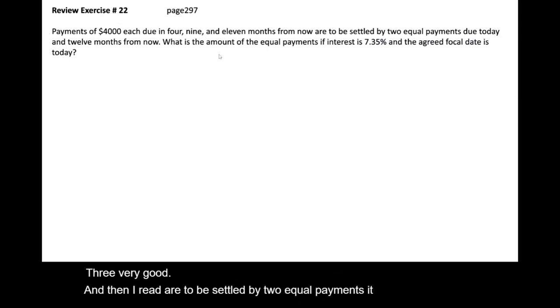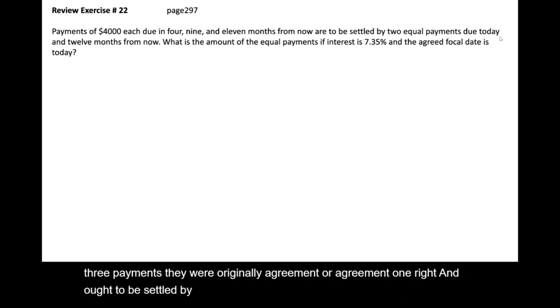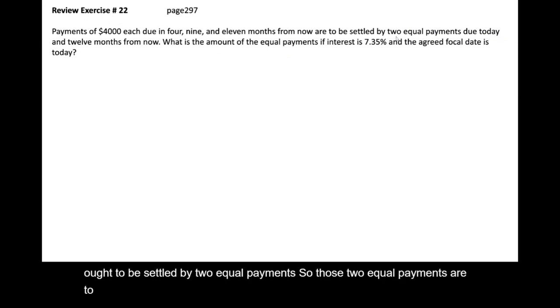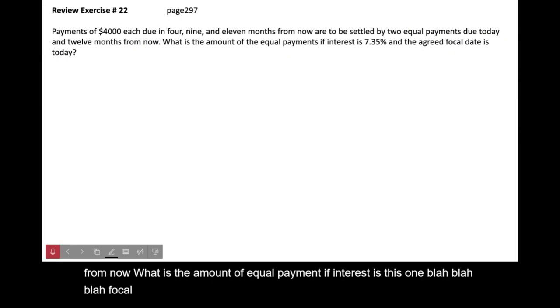And then I read, are to be settled by 2 equal payments. It means what? Those 3 payments were the original agreement, or agreement 1, right? And the 2 equal payments are agreement 2, or the replacement agreement, due today and 12 months from now. What is the amount of the equal payment, if the interest is this one? The focal date is today.